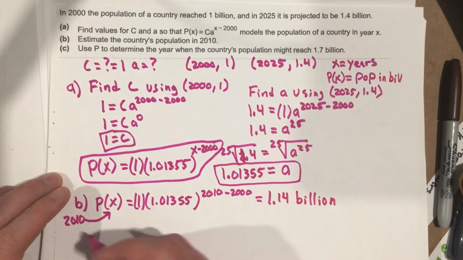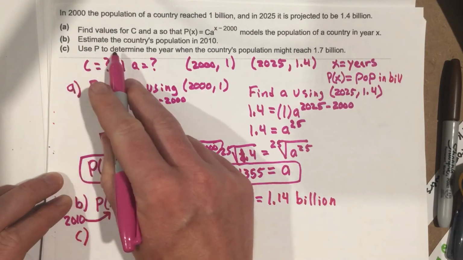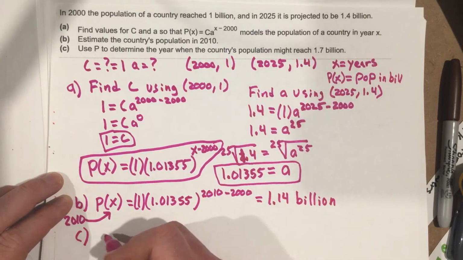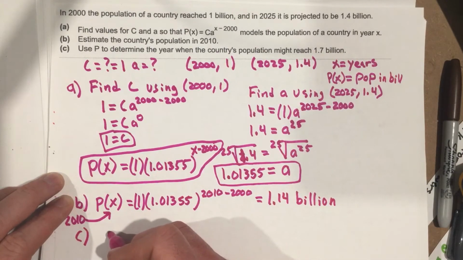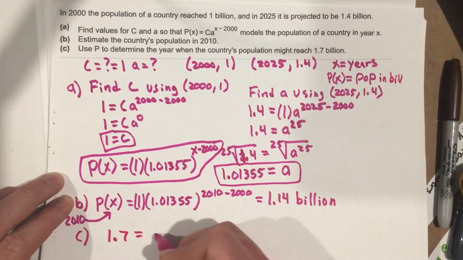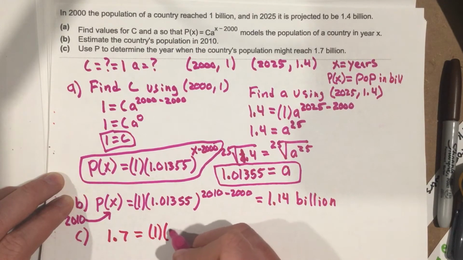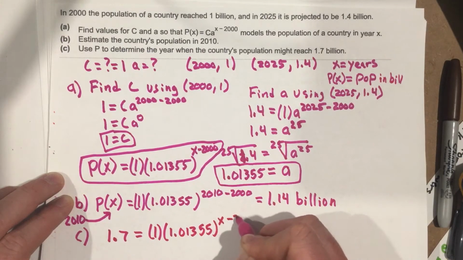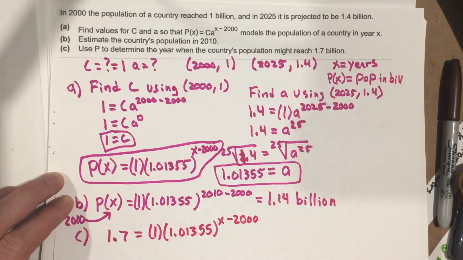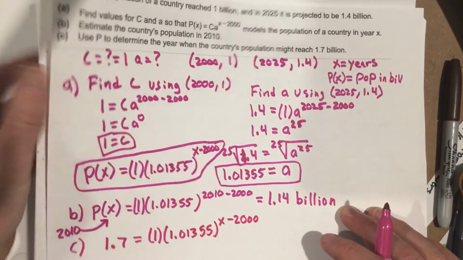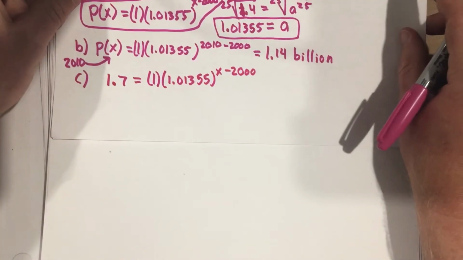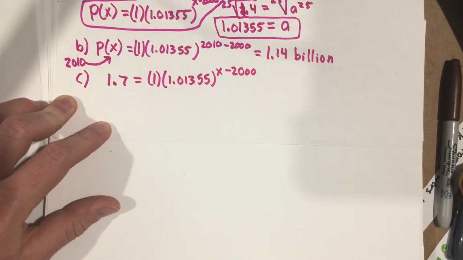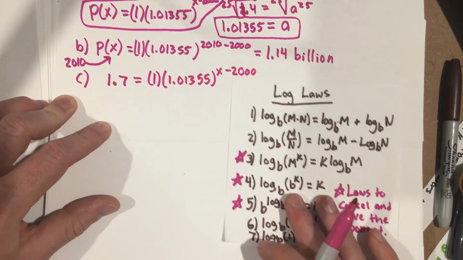Okay, now we need to do part C. So part C says, use P to determine the year when the country's population might reach 1.7. So now we're actually going to do some solving. We're going to take this equation and solve. So we're going to say 1.7 equals 1.01355 to the x minus 2000. Now I'm going to need a little extra room, so I'm going to slide up. And we're going to start to solve, and we're going to use our log laws to do it as we go.